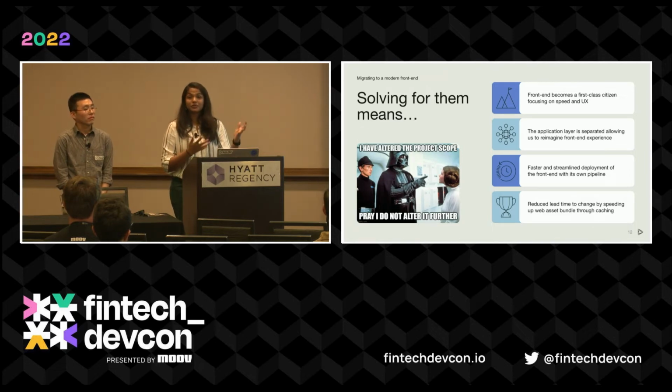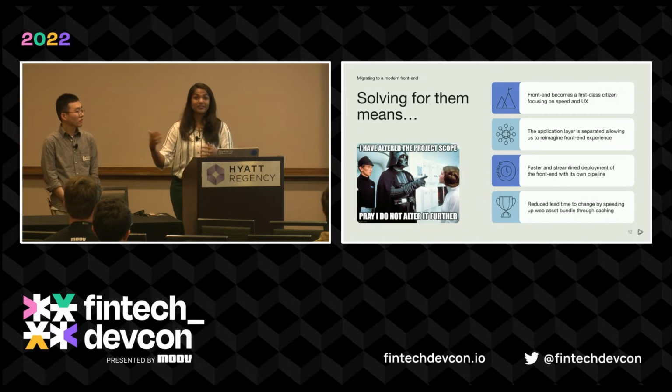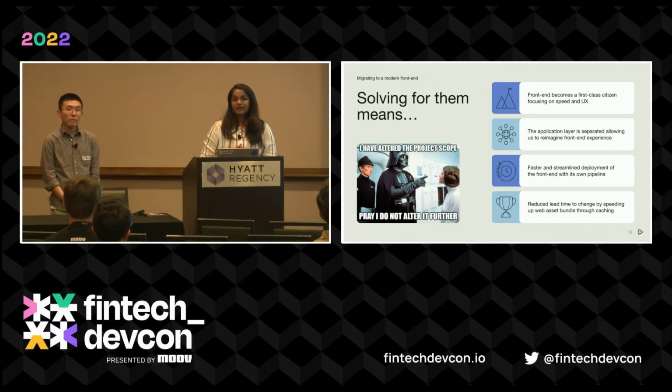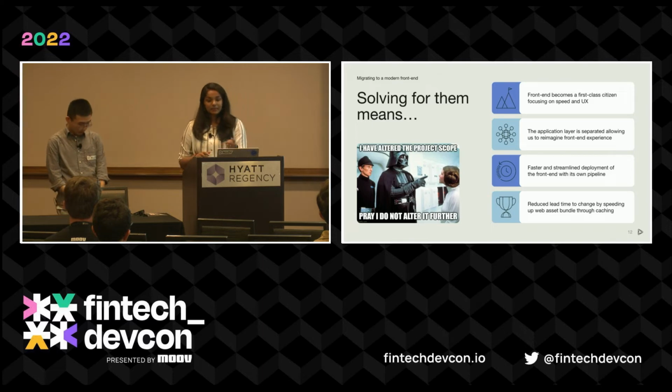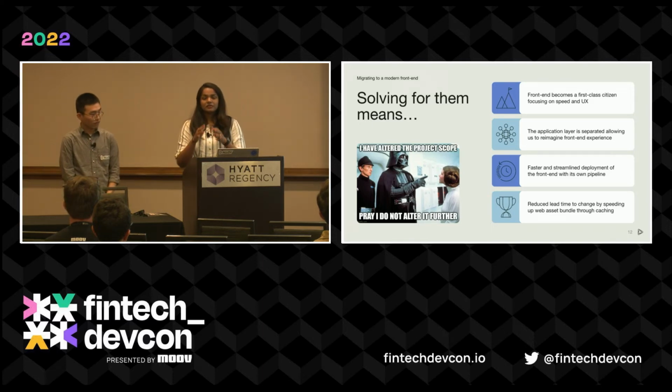But they have to do that effectively well, and they have to do that in the quickest way possible so they can do what their fintechs are supposed to do or their community banks are supposed to do. So keeping front end as the first-class citizen that focuses on speed and user experience was what we were aiming for. And then the second part of it was the application layer started to decouple to reimagine how we were thinking about our user experience.